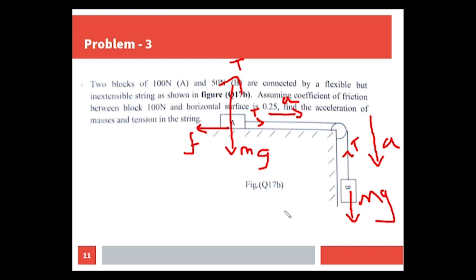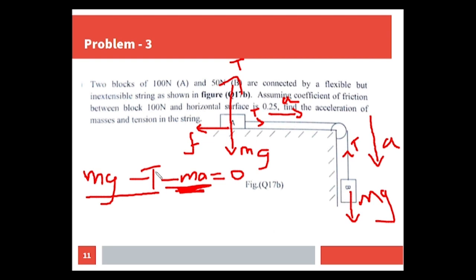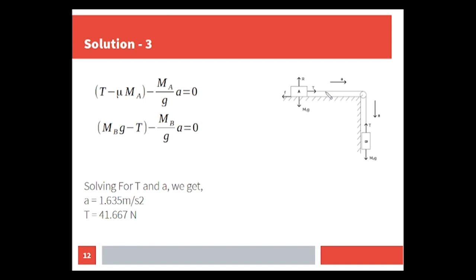So we can just apply the logic for the block B. So we can write mg minus T minus ma equal to 0. After I write this equation, the mg is downward, the T is in the upper direction, the acceleration is in the downward direction. So we can take mg minus T to be the net force and minus ma from D'Alembert's principle. So you can frame the equation. That's what I have done here in the first case. You need to remember the fact that here I have taken the capital M to be the mass of the body.